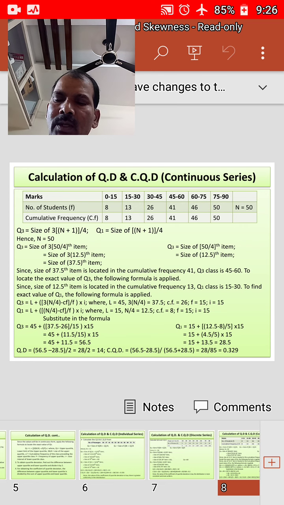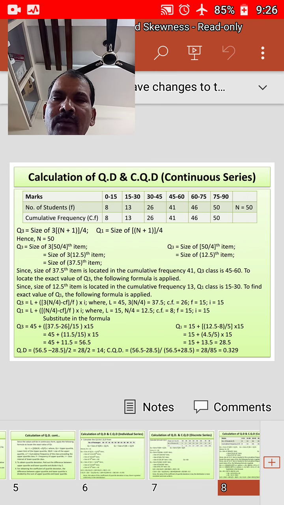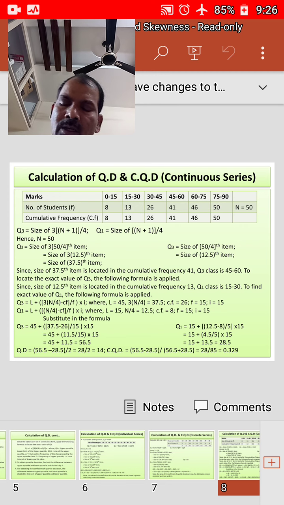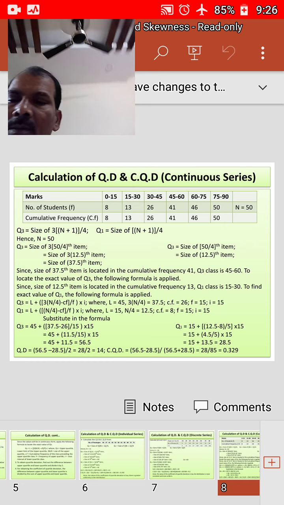Next, Q1 is equal to size of n by 4th item. The n value we know is 50 from the cumulative frequency, so 50 by 4th item, 12.5th item. The 12.5th item is located in the cumulative frequency of 13. The corresponding class to the cumulative frequency 13 is 15 to 30. 15 to 30 will be the Q1 class. To find the exact value of Q1, we need to substitute in the same formula.